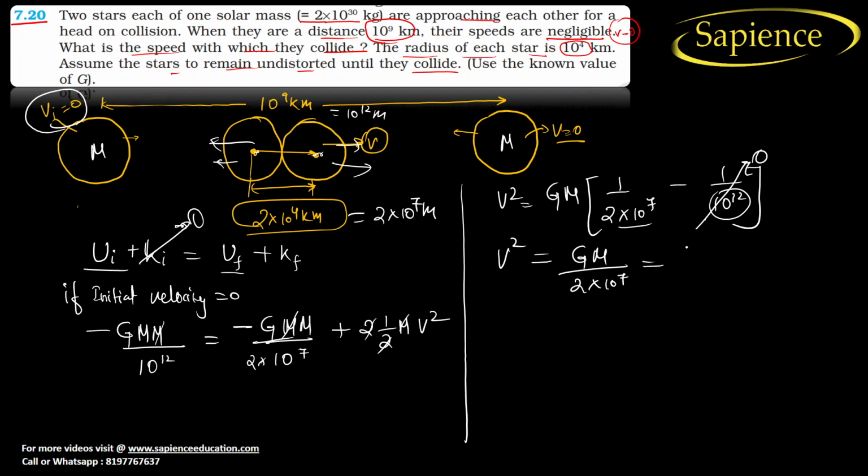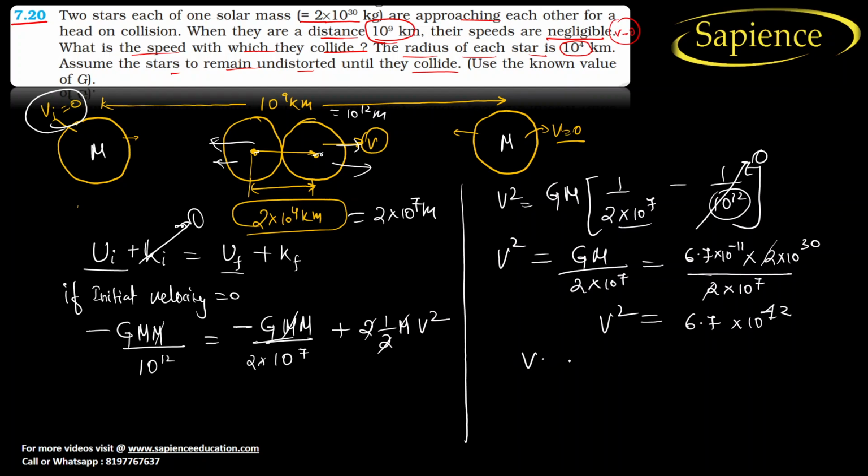If we put in the value of G, which is 6.7 into 10 to the power minus 11, you should memorize this, into the mass of the sun, which is 2 into 10 to the power 30 kg, divided by 2 into 10 to the power 7. So 2 cancels out. So this will be 6.7 into 10 to the power of minus 11 plus 30 minus 7, which will be 10 to the power minus 10, no, it will be 10 to the power 12. So this is v square.